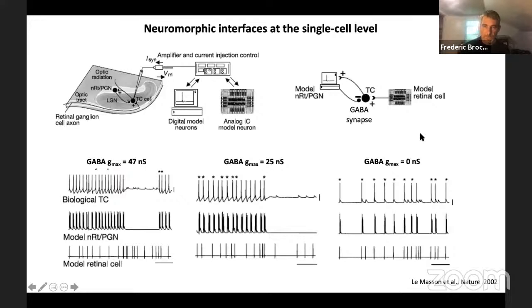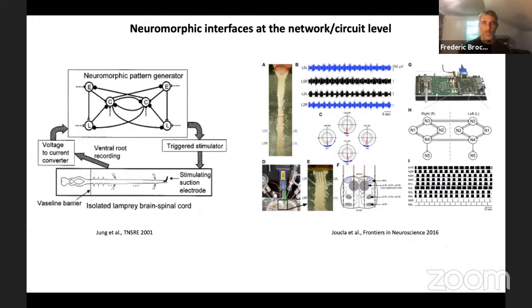I'm not going to go through those results. It's just to give you an overview of what kind of experiments are possible with this kind of setup, with single cell recording and silicon neurons with the dynamic clamp.